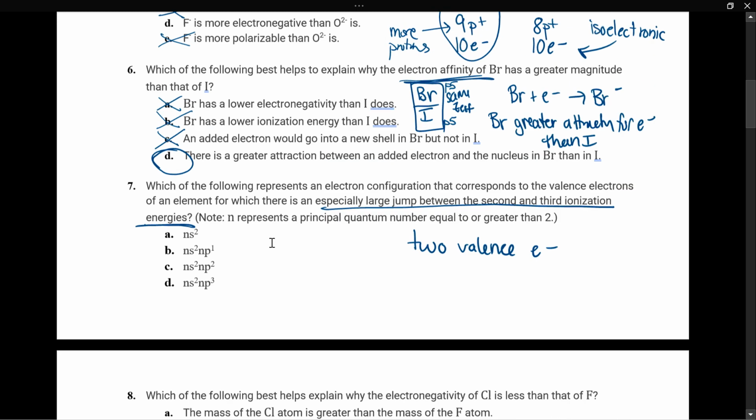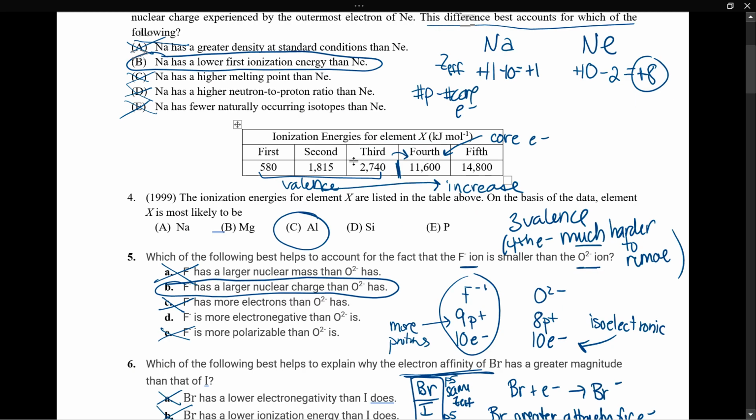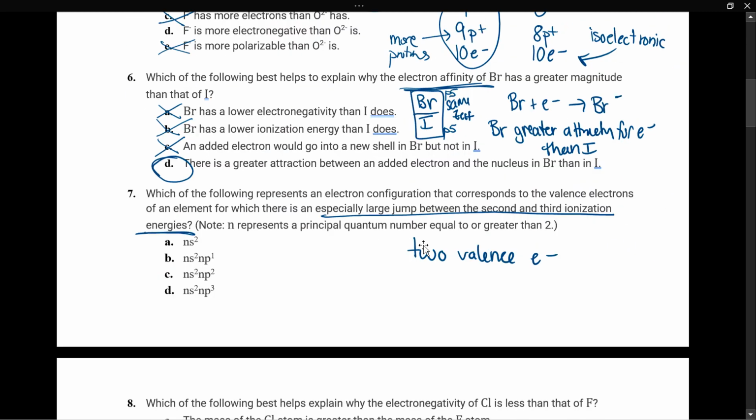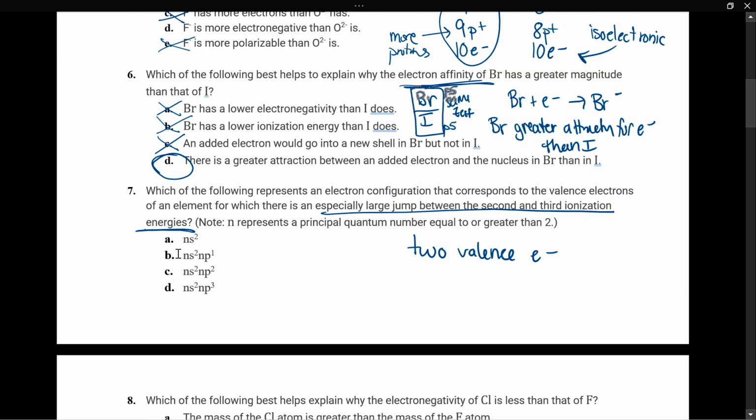Number 7 is really similar to number 4 up here. Remember how we said the step that gives us the big jump in ionization energy tells you how many valence versus core electrons there are. So this is basically saying which configuration would match with having 2 valence electrons.